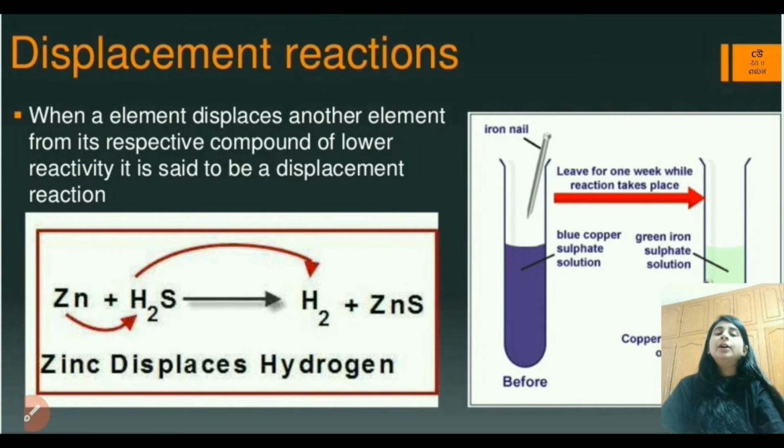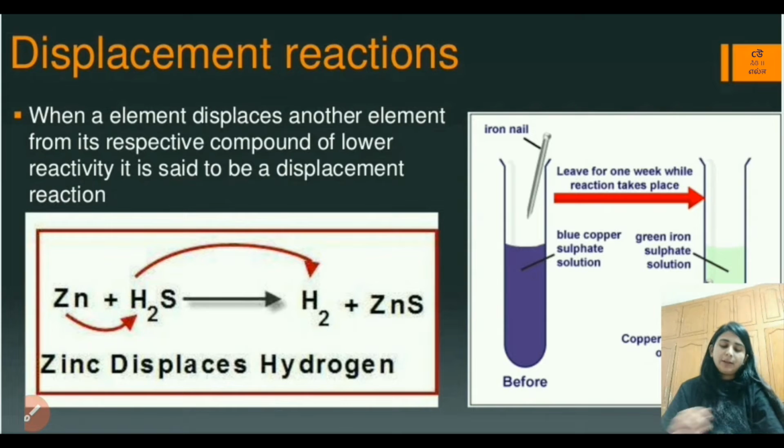So we have learned about 3 types of decomposition reaction. Those 3 types are, we have talked about thermal decomposition, which is all because of heat. Then we have talked about electrolytic decomposition, which is all about electricity. And lastly, we have talked about photolytic decomposition, which is because of sun's light. Now we are going to talk about displacement reaction.